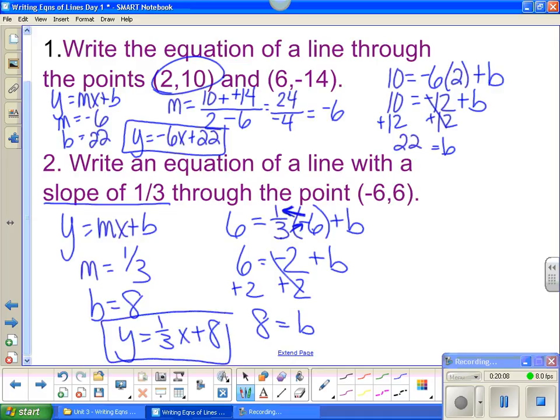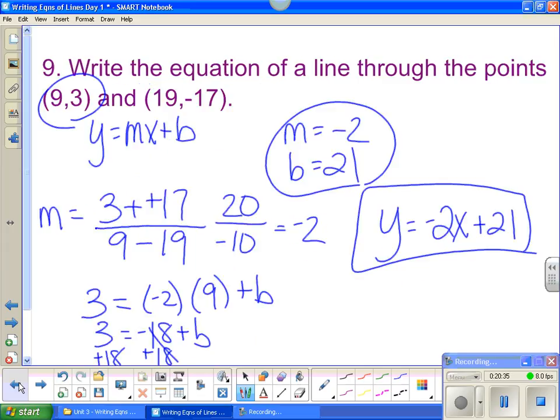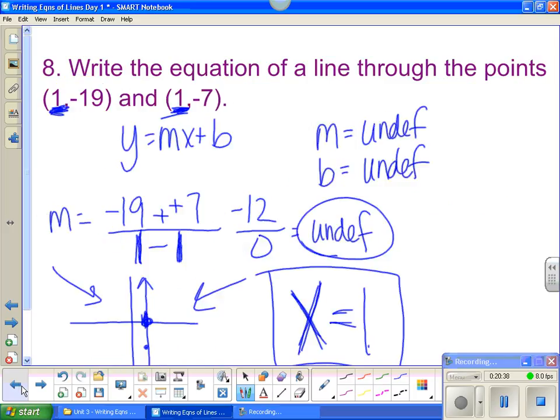So we've covered two types of problems today. One where I give you the slope, and you have to find the y-intercept. And ones where I don't give you either one, and you have to find the slope first, and then find the y-intercept. Keep in mind that if your slope is 0, it's going to be y equals a number, and you get that number from the y's of your points, because they should be the same. And if your slope is undefined, it's going to be x equals a number, and you get the x values from the x's of your points.